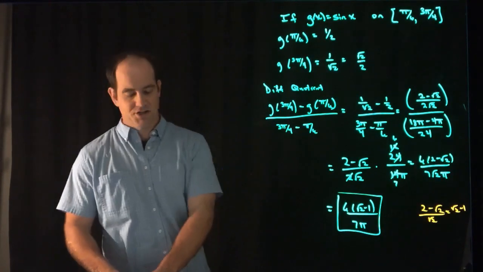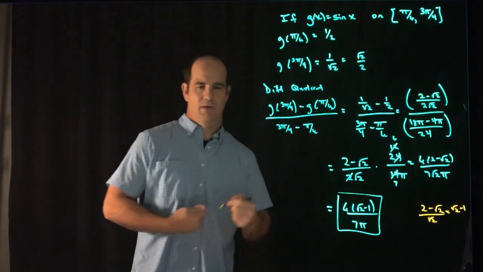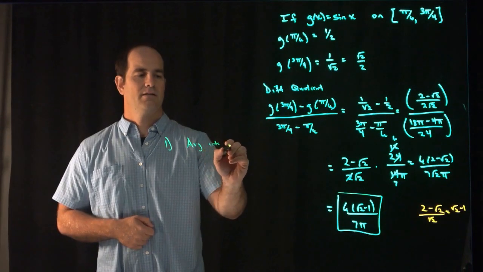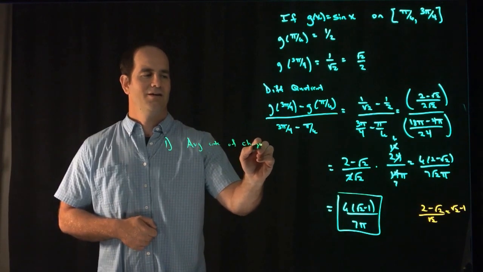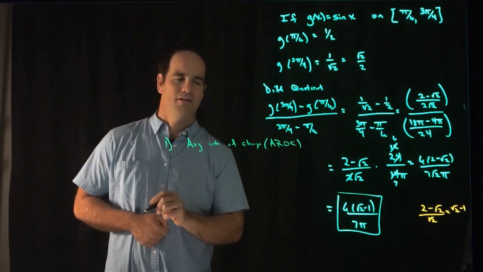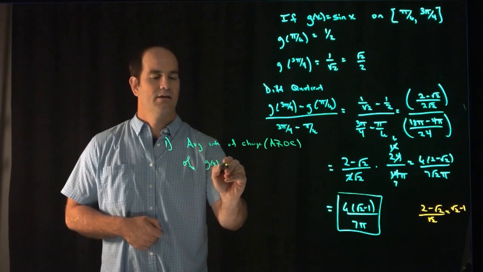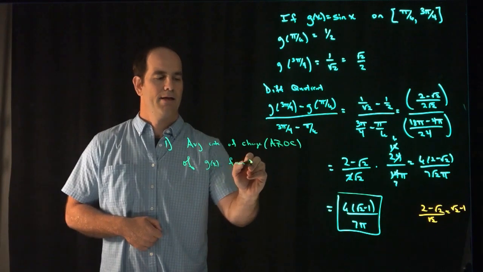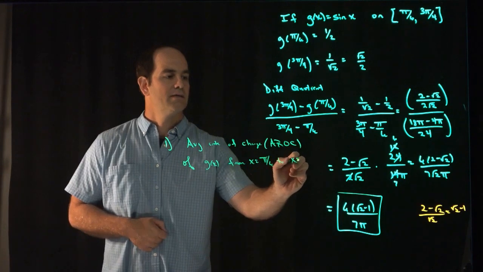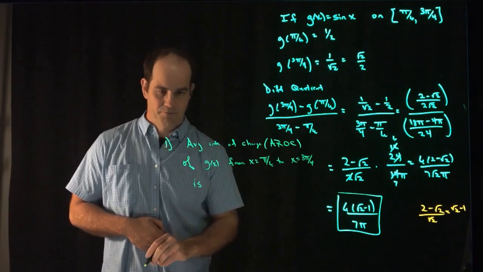Now I got 2 more interpretations. I don't want to forget about that part. I've got a value, but what does that value mean? Well, the first thing, this represents the average rate of change. I see plenty of students say AROC. The average rate of change of g of x from x equaling pi over 6 to x equaling 3 pi over 4. That is this particular value.